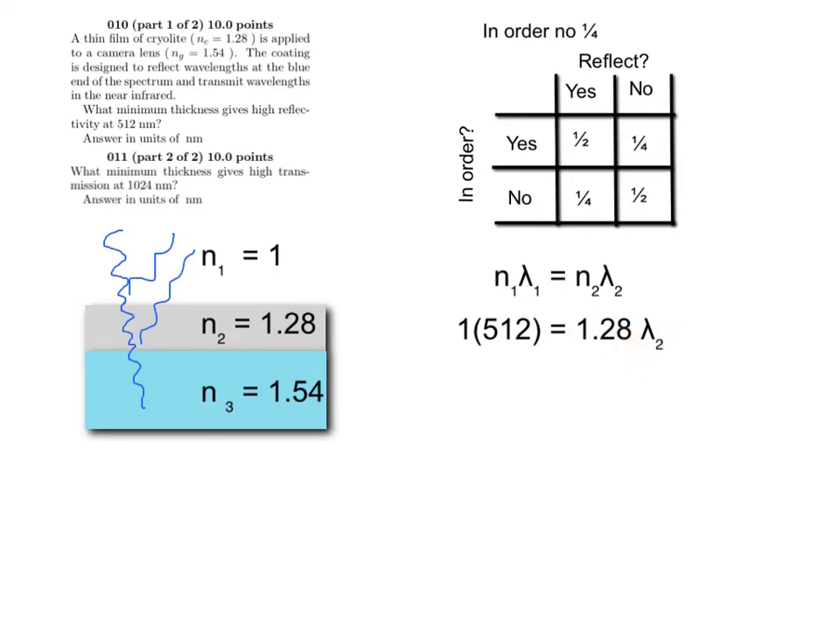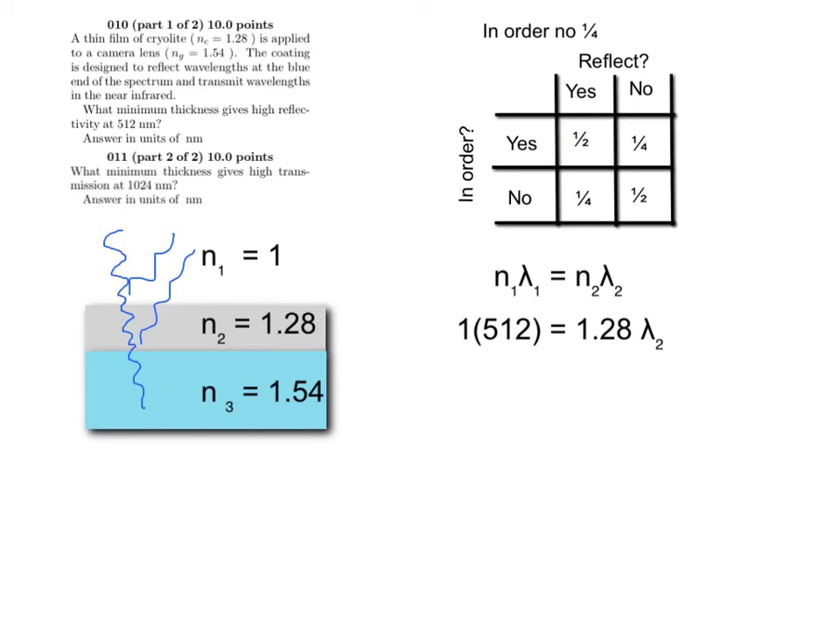Well, that's kind of convenient. If I even leave out the times 10 to the minus 9th, I'll get lambda 2 in nanometers. As long as I've got nanometers in, I'll get nanometers out. So once I've got 512 nanometers there, and I solve for this, I'm going to get lambda 2, and then I want a half of that. So take lambda 2, divide it by 2, and that should be the thickness of that film.